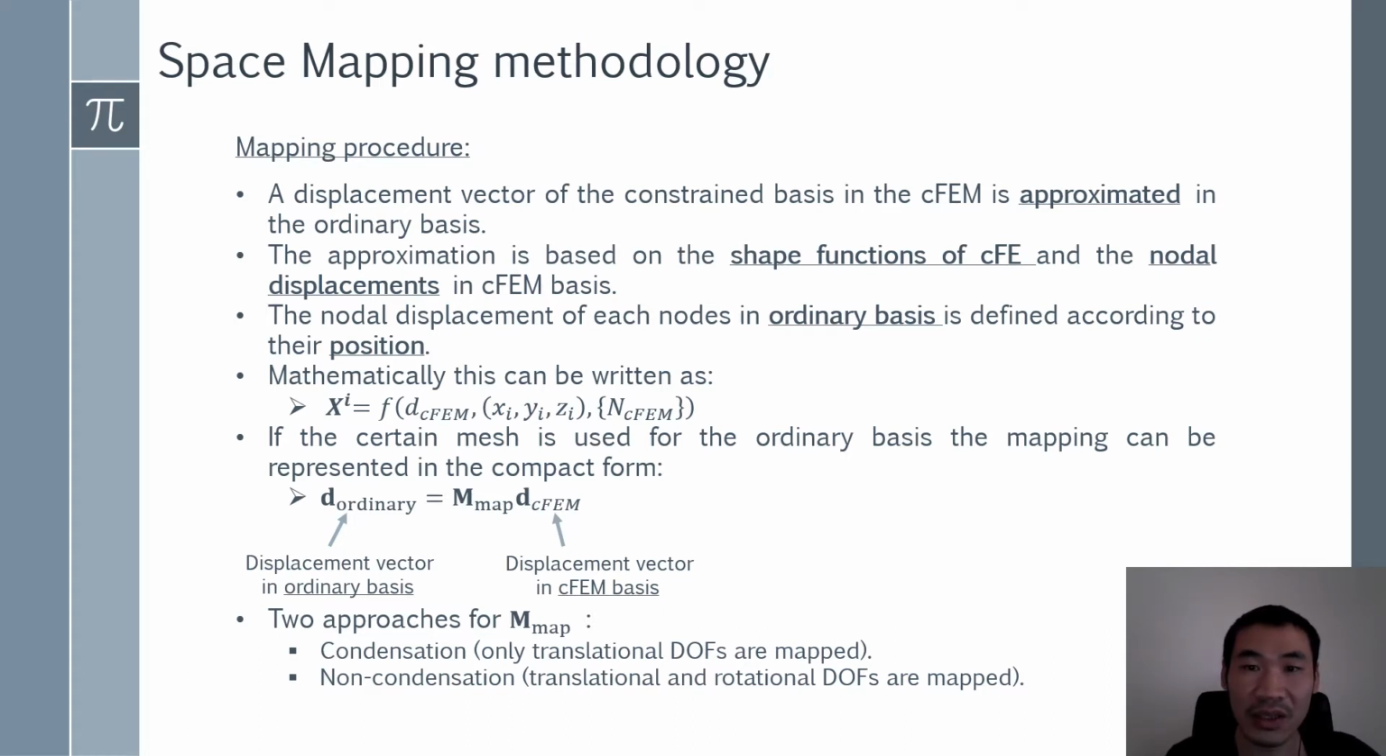It can be written in the mathematical form like the one shown in the slide, and in the case where the mesh of the ordinary element is defined, this whole process can be shown in a more compact form. Here, d_ordinary is the displacement in the ordinary basis, d_CFEM is the displacement in the CFEM basis, and M_map is a mapping matrix. Two approaches for the mapping were tested. One is the condensation, where only the translation DOF, the degrees of freedom, are mapped, and the other is non-condensation, where both translation and rotation DOF are mapped.